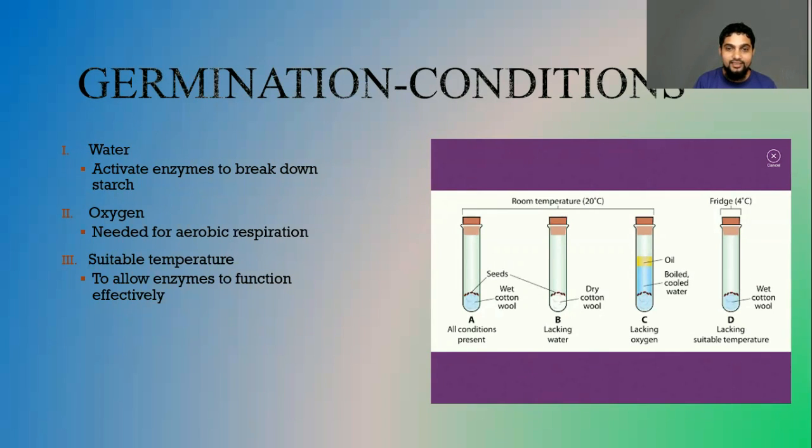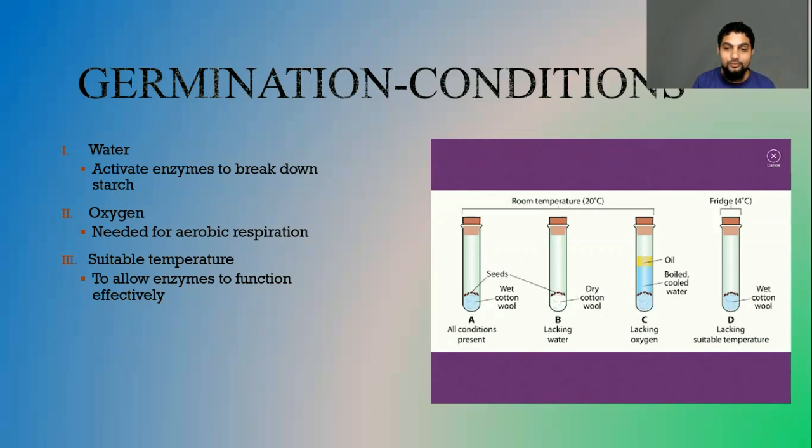On the diagram on this slide, you can see a simple experiment that you can set up. This experiment is used to determine the conditions that are needed for germination. In A, you put all of the conditions there. You put water, you put oxygen, and you allow the suitable temperature to be there. In B, dry cotton wool is placed inside of the test tube, and the dry cotton wool means that you're removing water. So you will allow oxygen to be in this test tube. You will allow the suitable temperature to be here, but there's no water, there's no moisture.